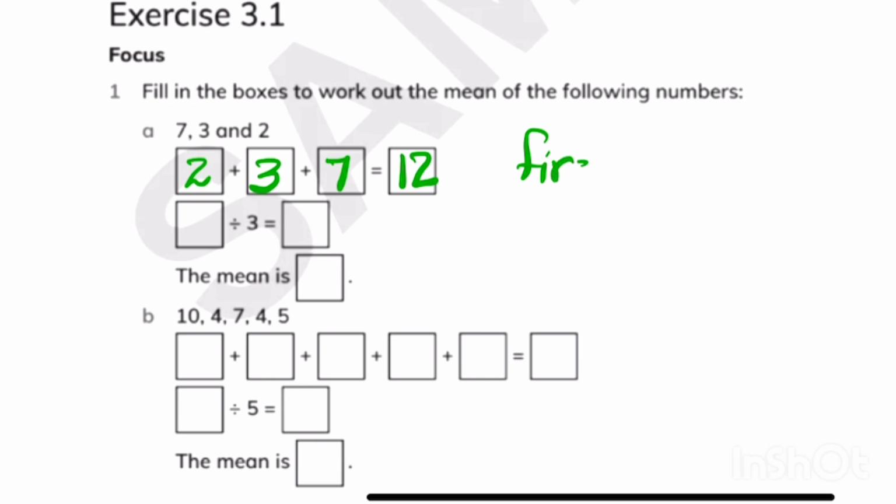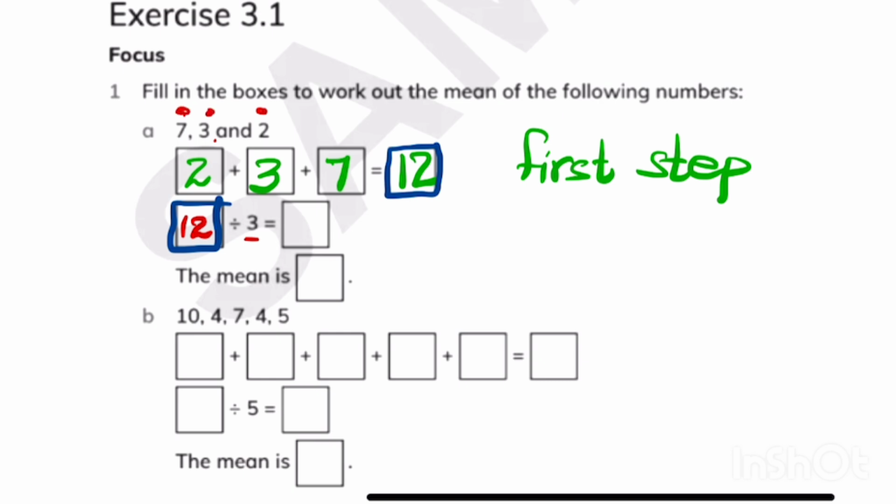Now what will we do? In our second step, we will divide the sum of all the numbers by the quantity of numbers. How many numbers do we have? We have three numbers, 7, 3 and 2. So we'll divide our sum by 3. 12 divided by 3 is 4. This is our second step. Remember, you have to take two steps. First, sum all the numbers, then divide by the total number of values. This is how you find mean.